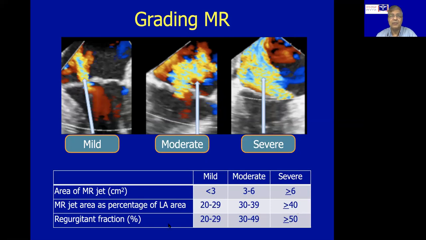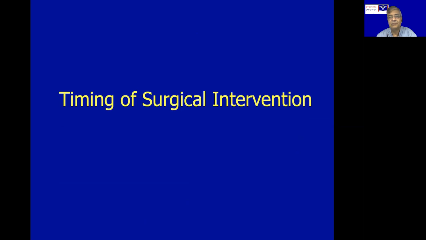Another way of estimating grading is looking at the regurgitant fraction. If the regurgitant fraction is 20 to 29%, it is mild, 30 to 49% is moderate, and greater than 50% regurgitant fraction means it is severe.